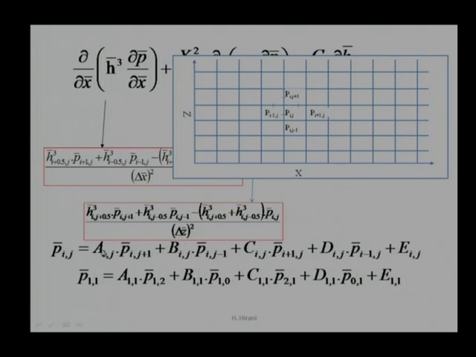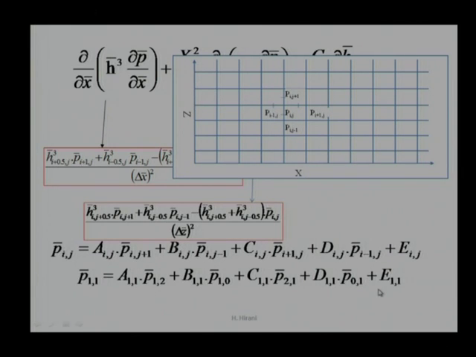An interesting point is that I have written a_ij, b_ij, c_ij, d_ij, and e_ij. These depend on the geometry, on the spacing, how much spacing we require between the two nodes. Based on that, once it has been decided, these values remain fixed. They are not going to change with iteration. With iteration, only the pressure terms are going to change.